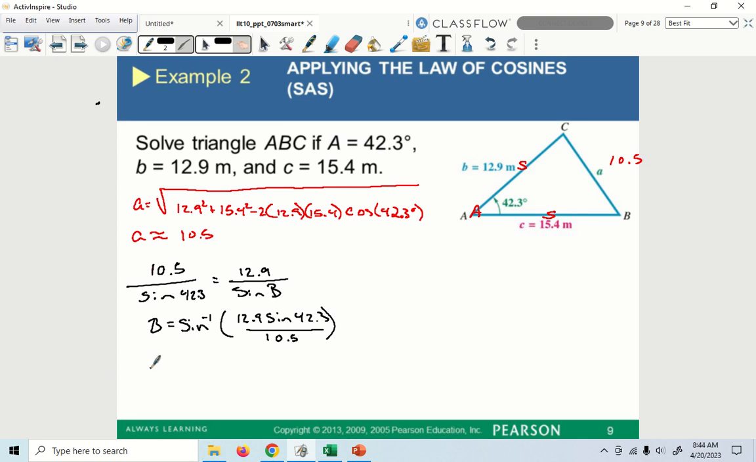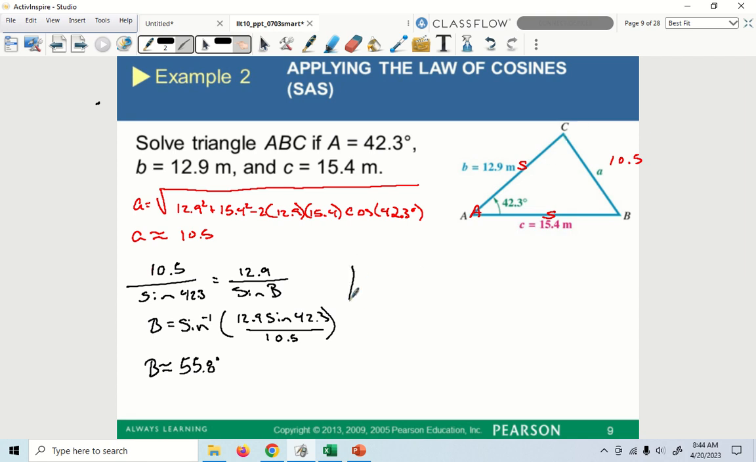All right, big B. What do we get for big B? 55.8. Okay, that's good. 55.8 degrees. All right, so far does that still work? We know that little b is bigger than little a, right? And so that means that big B has to be bigger than big A. Does that still work? Good. So we're going to do the same thing for C. So we're going to find big C.